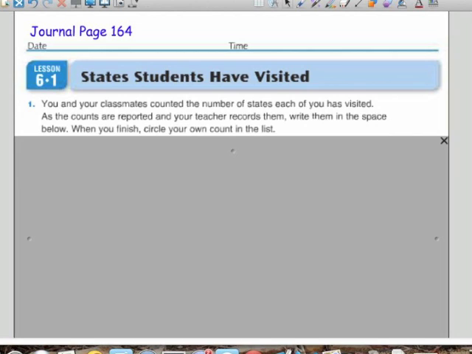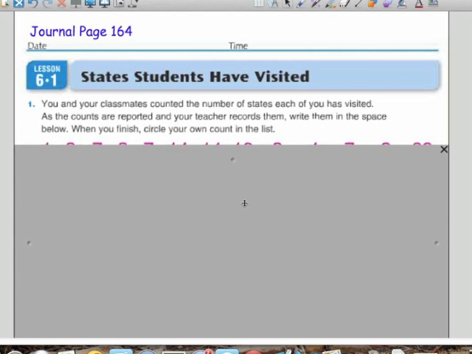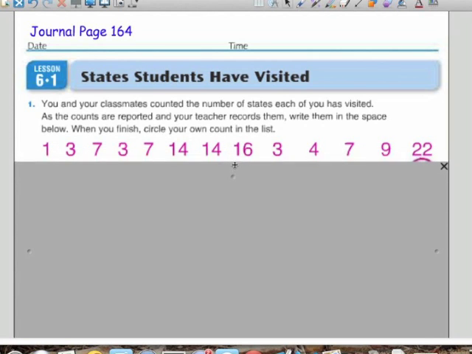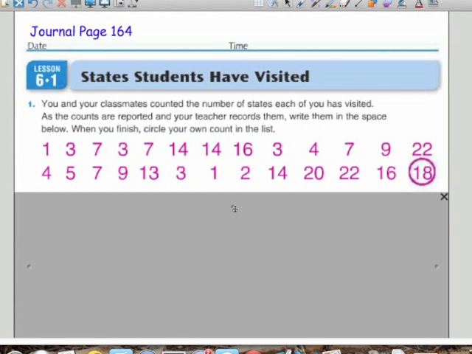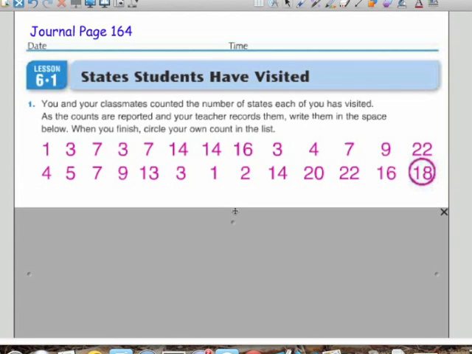It says states students have visited. You and your classmates counted the number of states each of you has visited. As the counts are reported, your teacher records them. Write them in the space below. When you finish, circle your own count on the list. Well, since we can't do this all together right now, I have gone ahead and created some data here that we can use to pretend like we have asked our classmates.